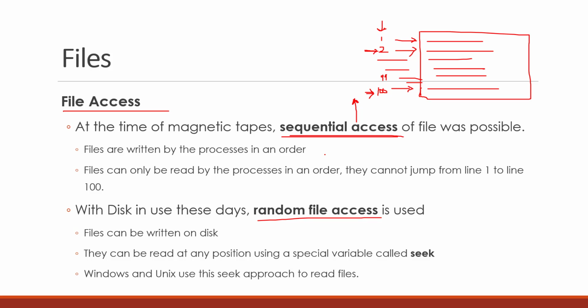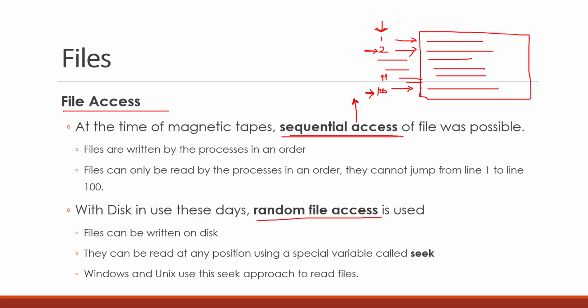Some of the files, if you want to access them, are sequential files, and old operating systems, especially the batch operating systems, normally provided something like that. They didn't give you access to line number 100 directly. You have to go through all the lines, only then can you access line number 100.